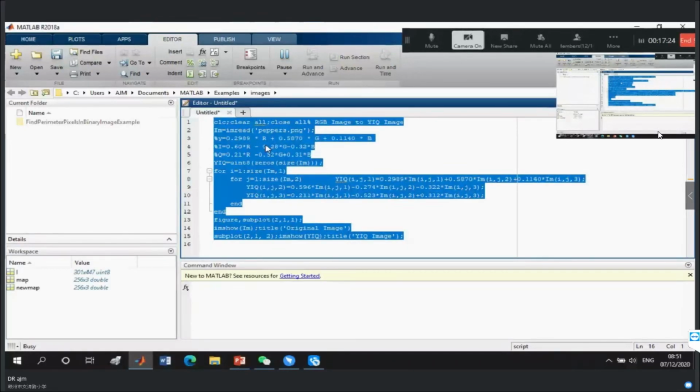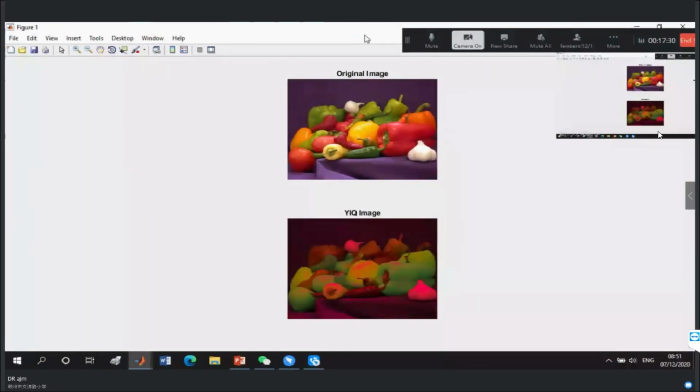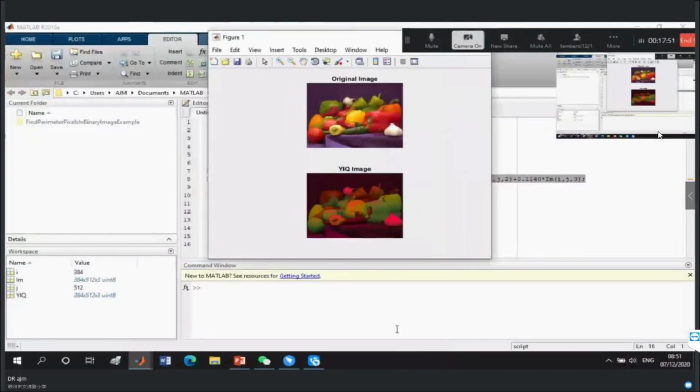Yes. This is the NTSC, which was used in analog TVs around 20 or 15 years back, and now it's mainly not used. Now you will see the original image and the YIQ image shown here, and now you will get the difference between RGB and the other one.